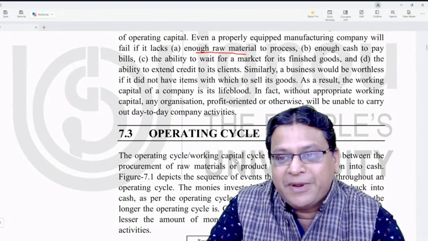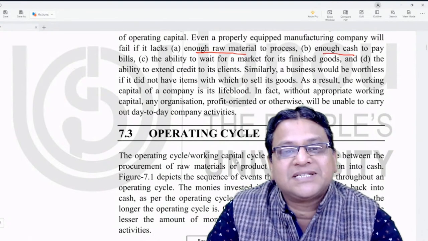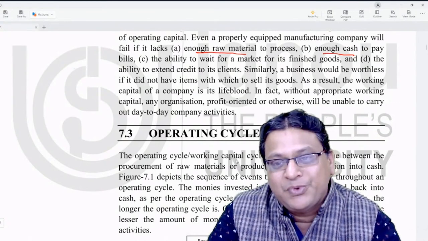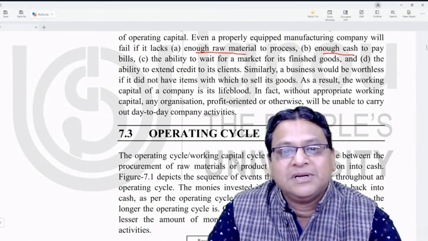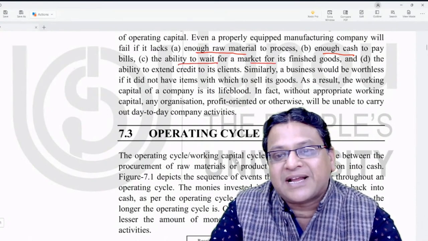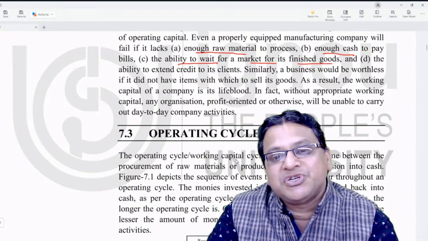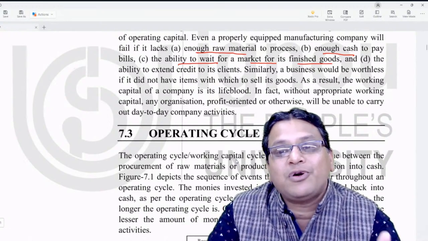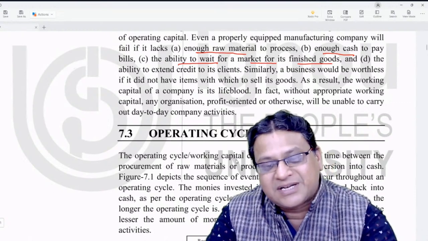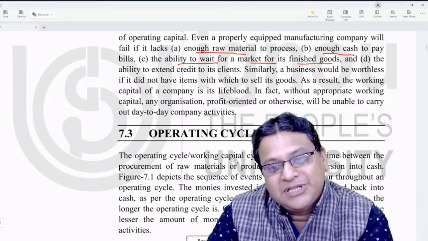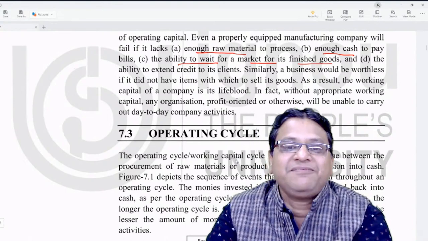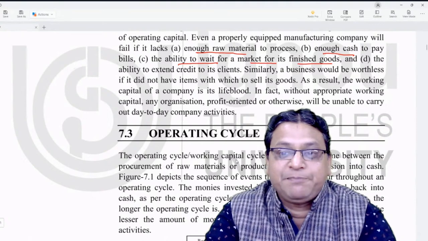The business must have enough cash to pay the bills. If it cannot pay the bills in due time, then its reputation in the market will be hampered. The business must have the ability to wait to market its finished product. Once you produce the goods, they will not be sold at once. You have to wait for some period. And for that period, the money is blocked in finished goods.